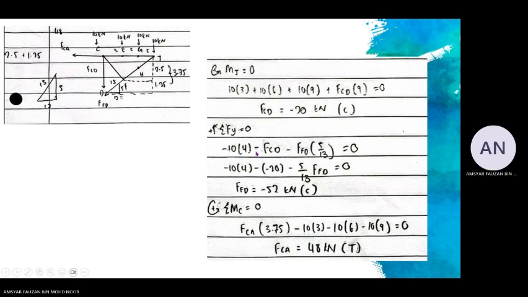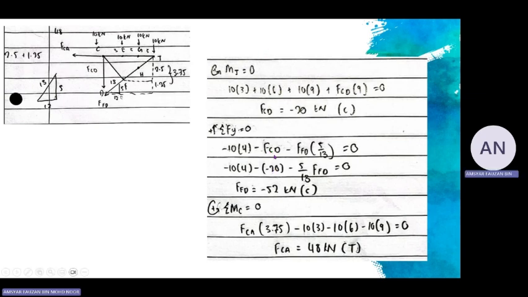And we continue: negative 10 times 4 minus FCD. FCD is going down, so it is minus FFD times 5 over 30. 5 over 30 means it is cos. From the angle at the point F, cos theta is equal to 5 over 30. That means adjacent over hypotenuse. The adjacent is 5 and the hypotenuse is 30, so that's why we put 5 over 30.